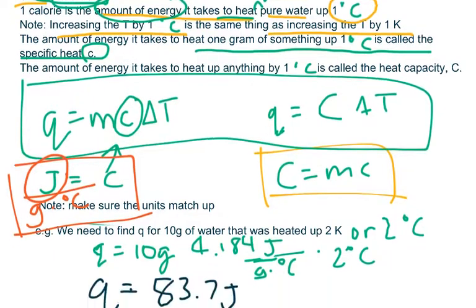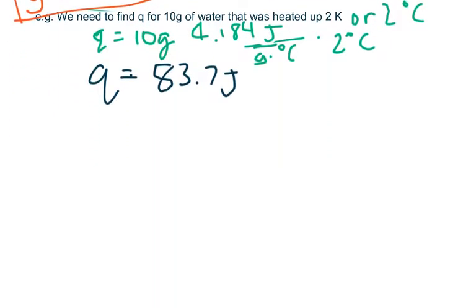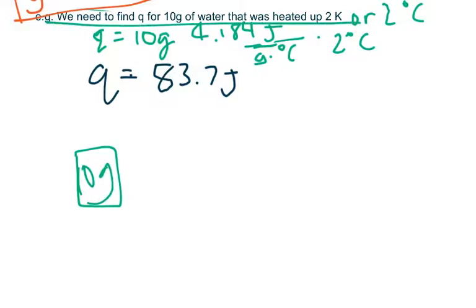So let's prove to ourselves why this equation works. What if I said we have 10 grams of water, indicated by this question over here, and we heated it up by 2 Kelvin? How much heat would that equal? Well, we have to think about this. Will Q be positive or negative?